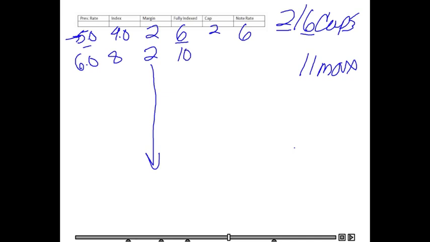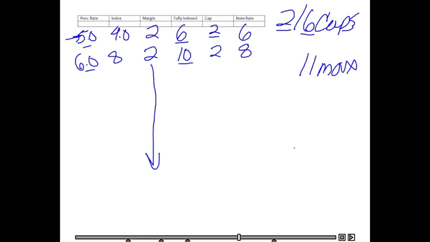Now remember, this is what the loan would like to adjust to if it could, subject to the caps. But remember, we have a 2% cap. That means that for this adjustment, we can go up to 8 or down to 4. We want to go up to 10, but the caps say we can only go up to 8. So with the 2% cap, we are going to adjust to 8. Again, think of the fully indexed rate as what the loan would like to adjust to. It would like to adjust to 10%, but because we can only go 2% above or below the previous rate, we are going to adjust to 8%.